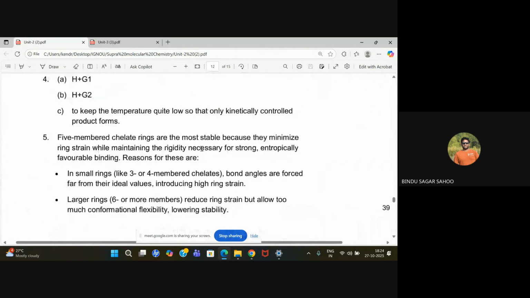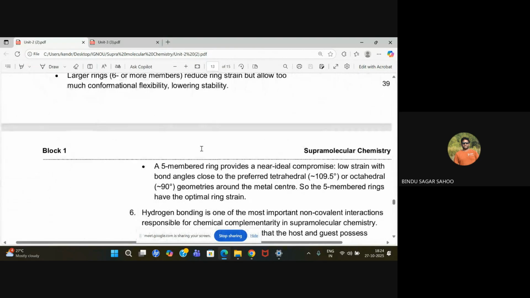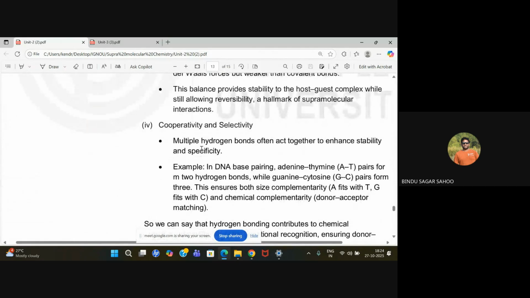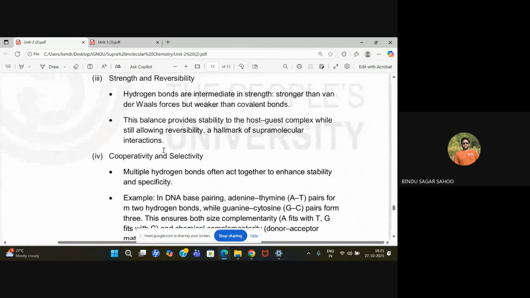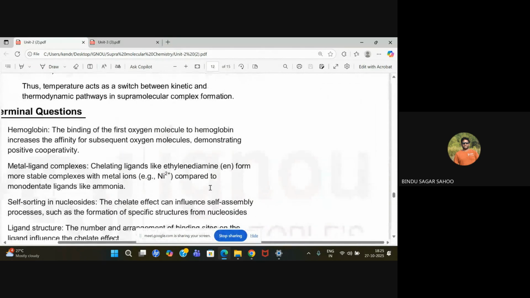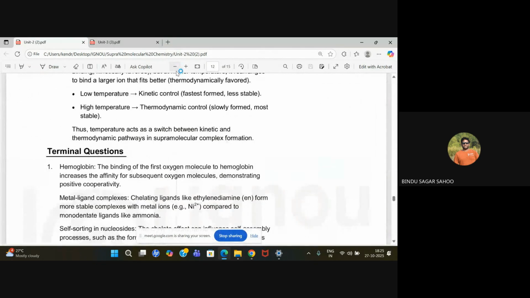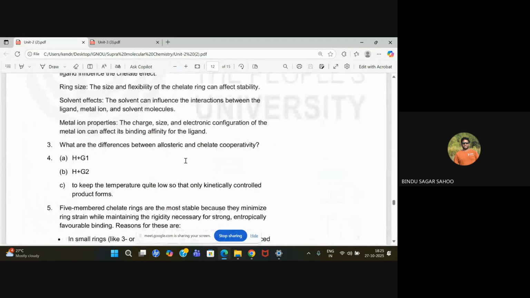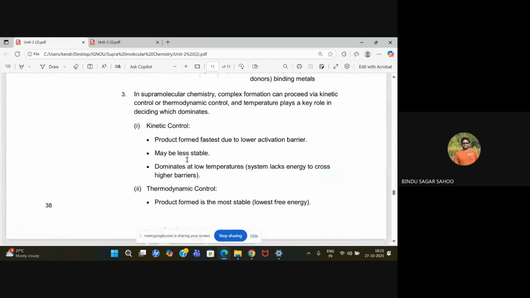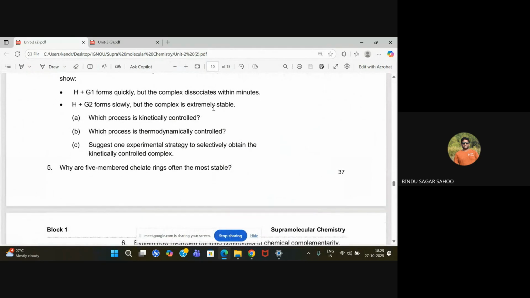Okay, they are not mentioned particularly, the answers. What you can discuss or write, from your material also they mentioned. Okay, so the first one will be kinetic control and the second one will be the thermodynamic control.